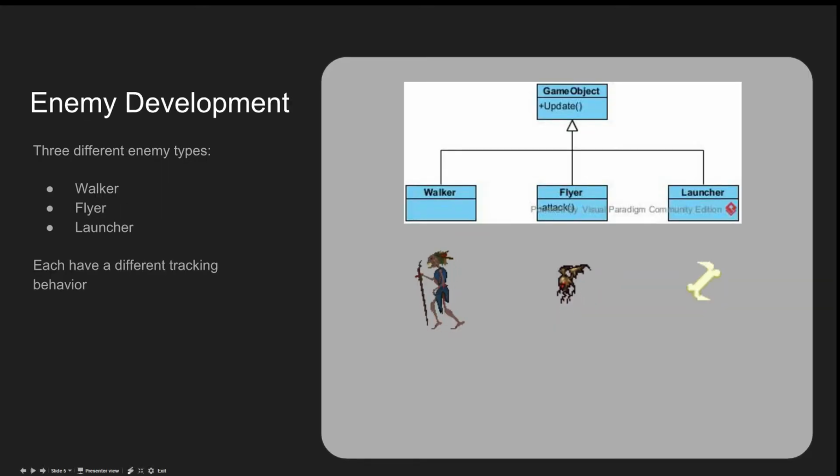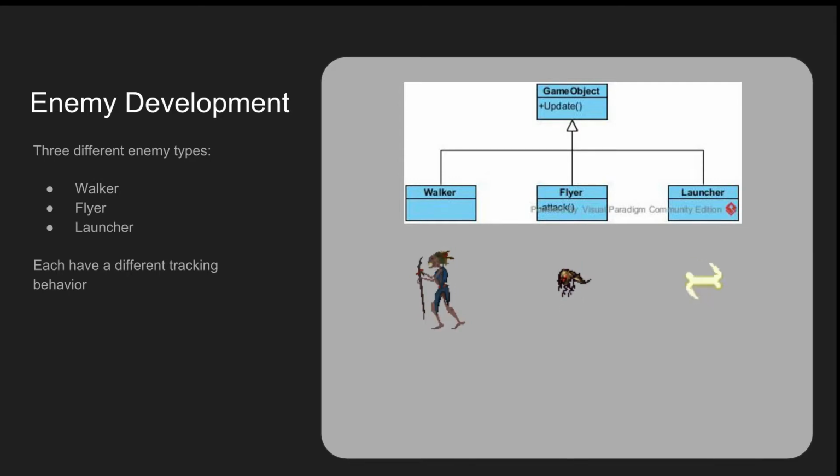The next contribution was enemy development. In our game, there are three different types of enemies. There's the walker, there's the launcher, and the flyer. And each of them has different tracking behaviors.